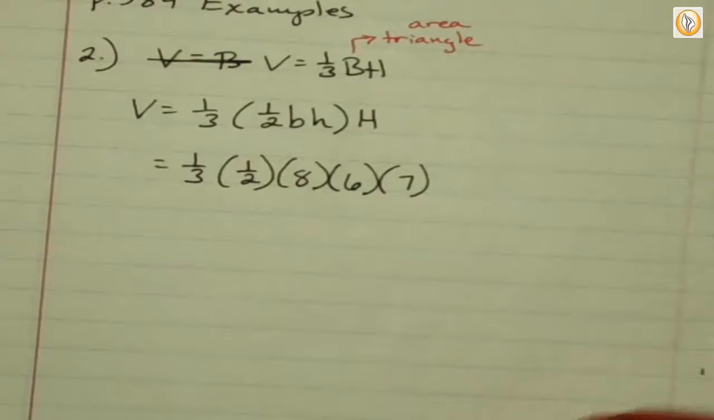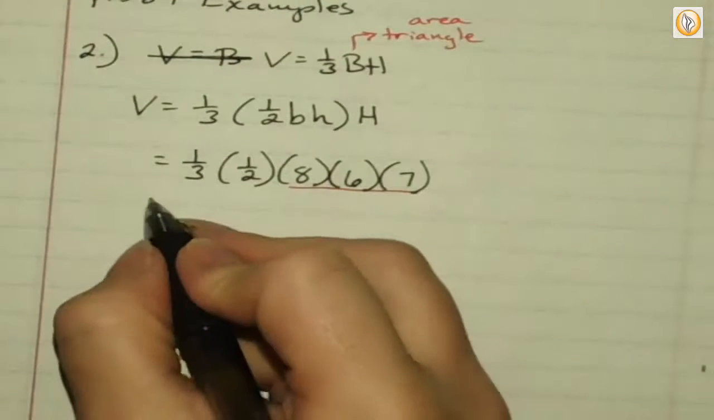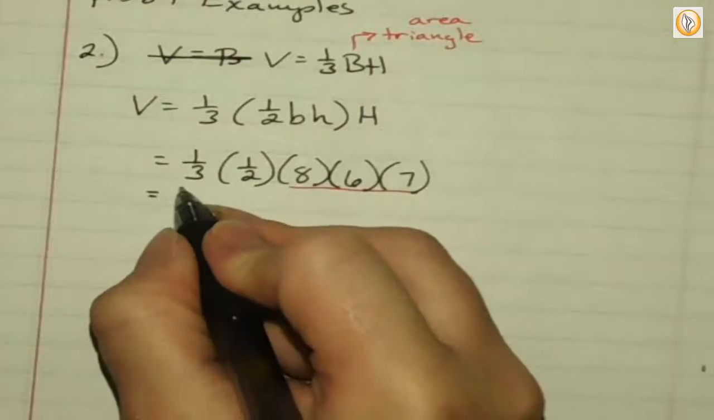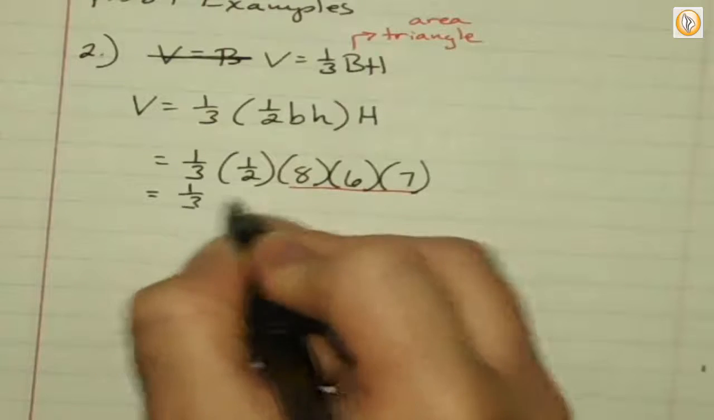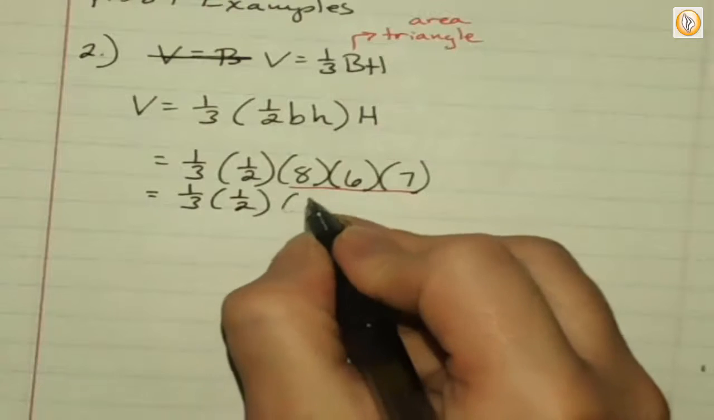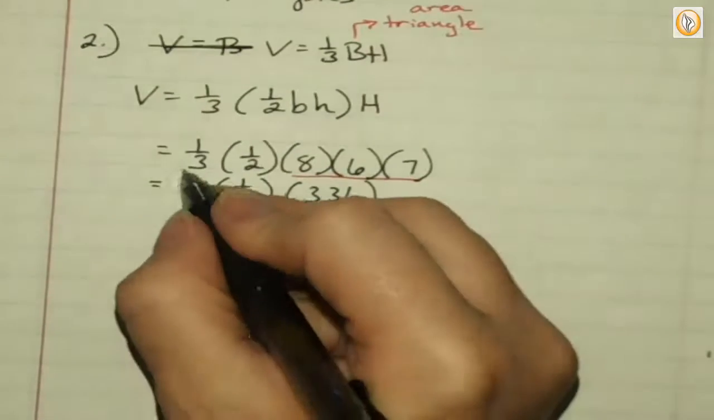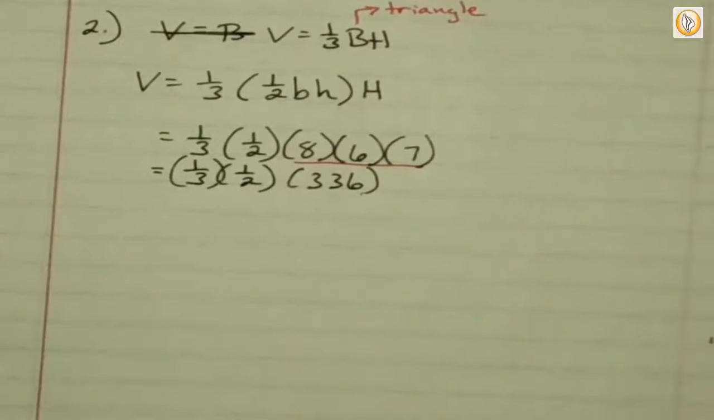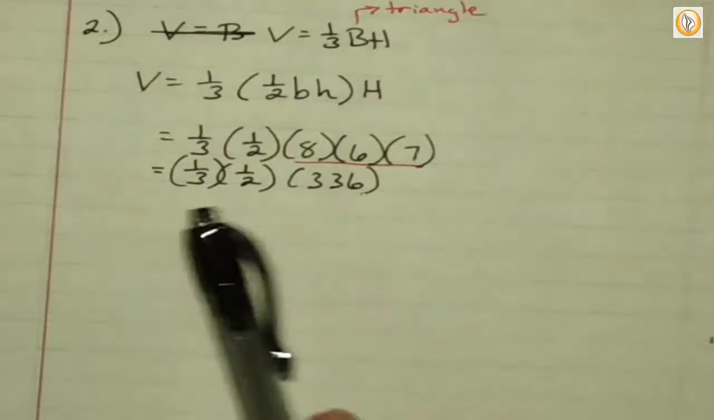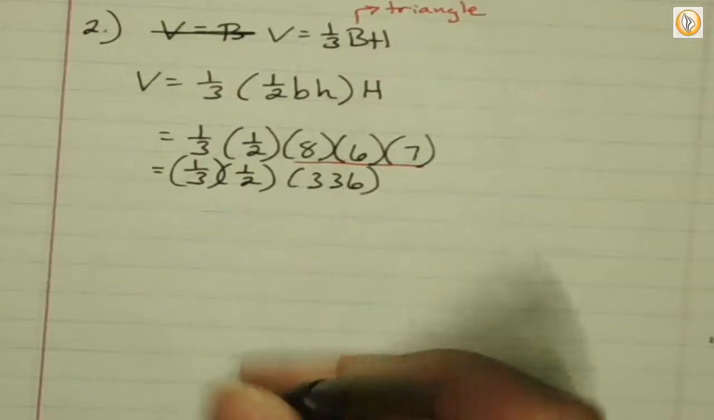Okay, so when calculating, we calculate all 3 of those numbers first. 1/3 times 1/2 times 336. Boys and girls, what's 1/3 times 1/2? 1/6. There you go.